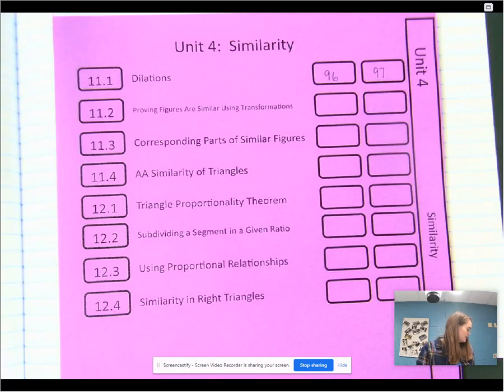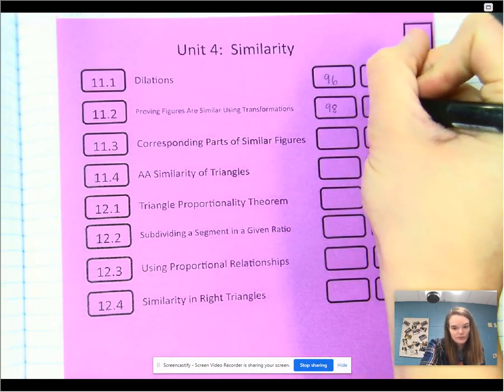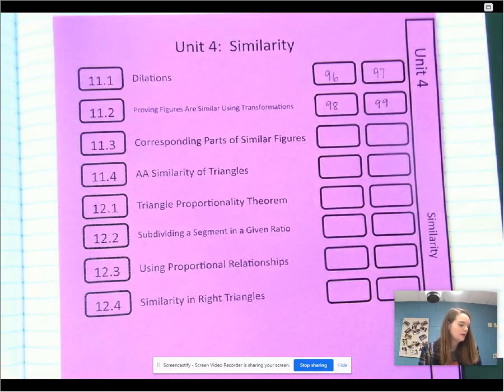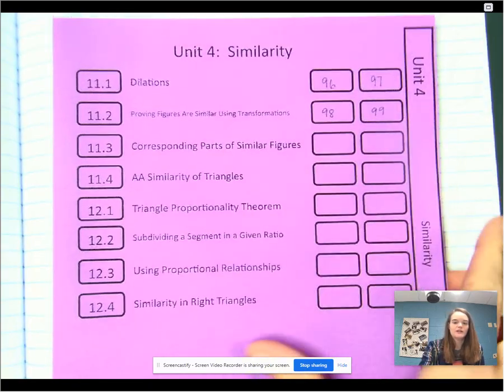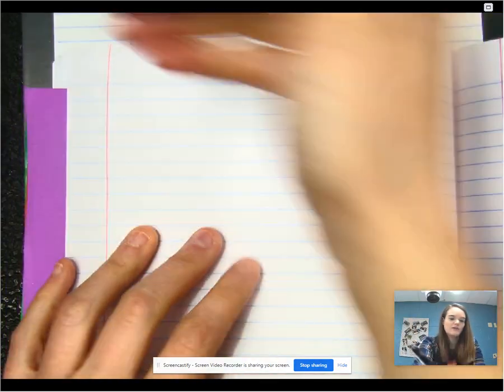Alright guys, today we're going to talk about proving that figures are similar using transformations. And that's going to be on 98 and 99, and it's not in your textbook today either. The assignment will be, but this is not. So go ahead and we're going to label 98 and 99, and we're going to get started. Hard to believe we're about at 100, and 100 is halfway through the book if you have the 200-page book.